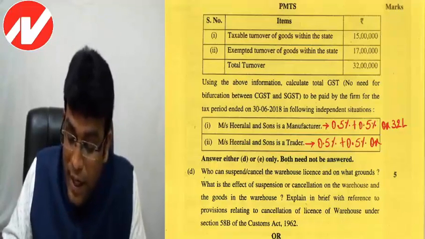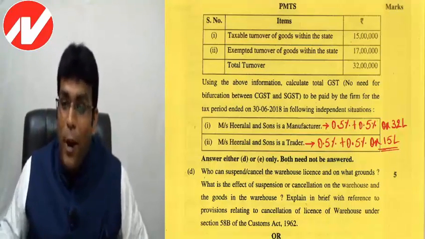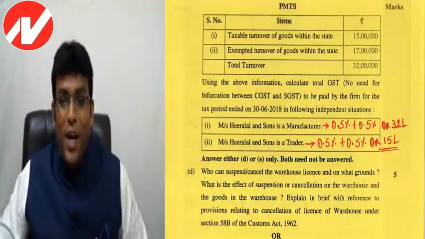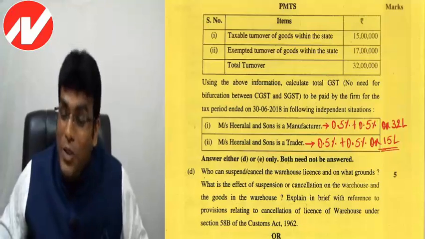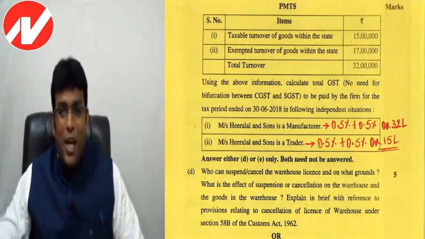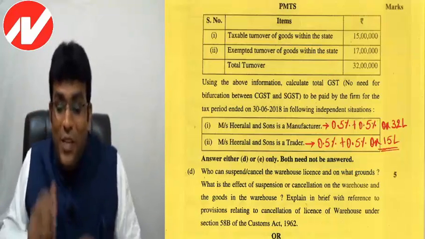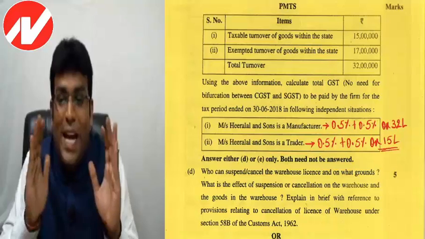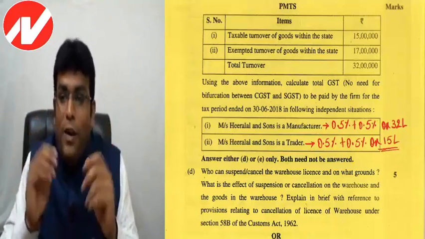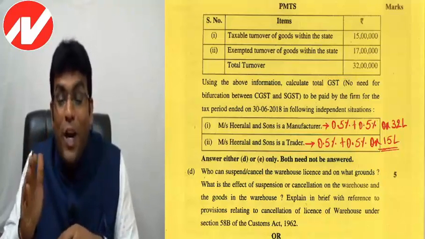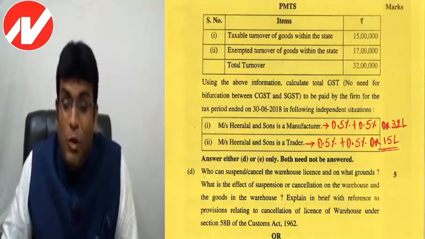0.5% plus 0.5% on 15 lakhs, because trader will pay tax only at the rate of 0.5 plus 0.5 on taxable turnover, whereas manufacturer will pay tax at the rate of 0.5 plus 0.5 on total turnover. Straightforward question given under section 10 composition scheme, which clearly says that manufacturer will pay tax at the rate of 0.5 plus 0.5 on total turnover, whereas trader will pay tax at the rate of 0.5 plus 0.5 on taxable turnover. That's it. Very simple and easy question.